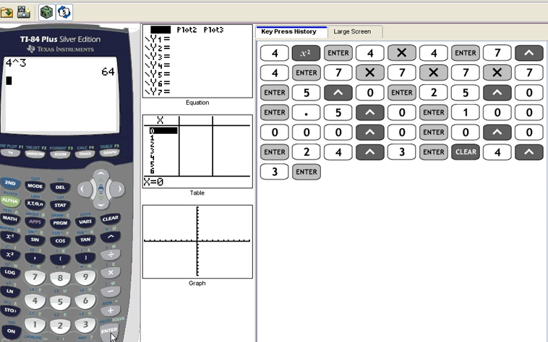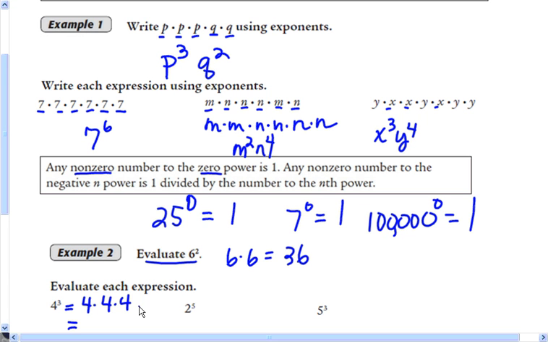That's 64. So 4 times 4 times 4 is 64. 2 times 2 times 2 times 2 times 2. That one we should be able to do without a calculator. 2 times 2 is 4, times 2 is 8, times 2 is 16, times 2 is 32 in standard form.